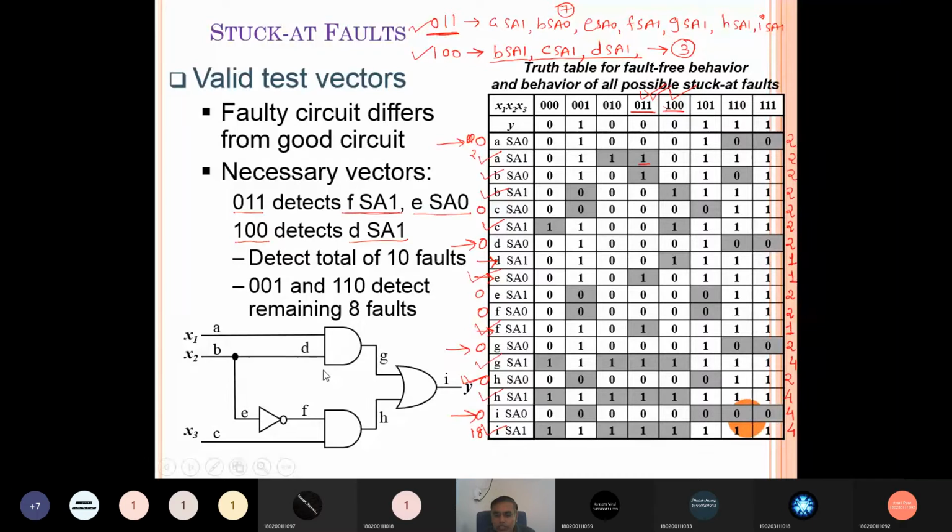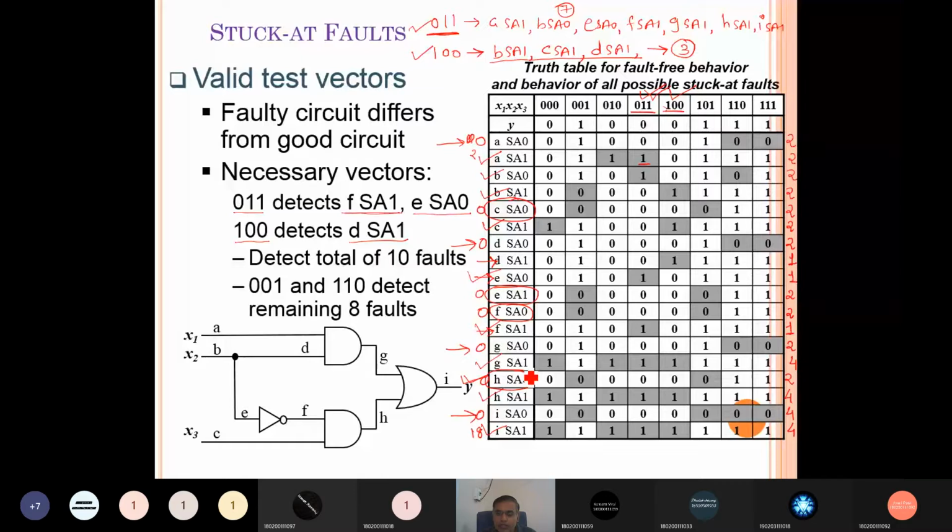So we have to see which are the undetected faults. The remaining undetected faults are: H stuck at 0, F stuck at 0, E stuck at 1, and C stuck at 0. So now there are 4 undetected faults. In that, we have to see which combination can detect the maximum undetected faults, right?